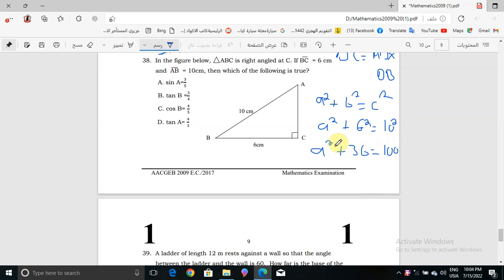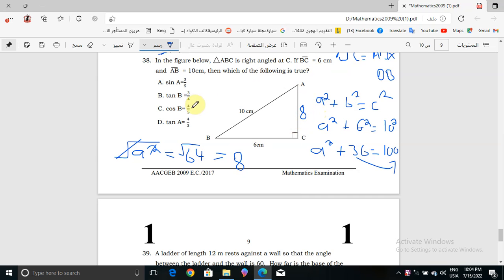Then we'll shift 36 to the other side and subtract it from 100. It will be A squared is equal to 64, and here also radical, so we'll cancel the square with the radical. Then radical 64 is 8. A will be 8.